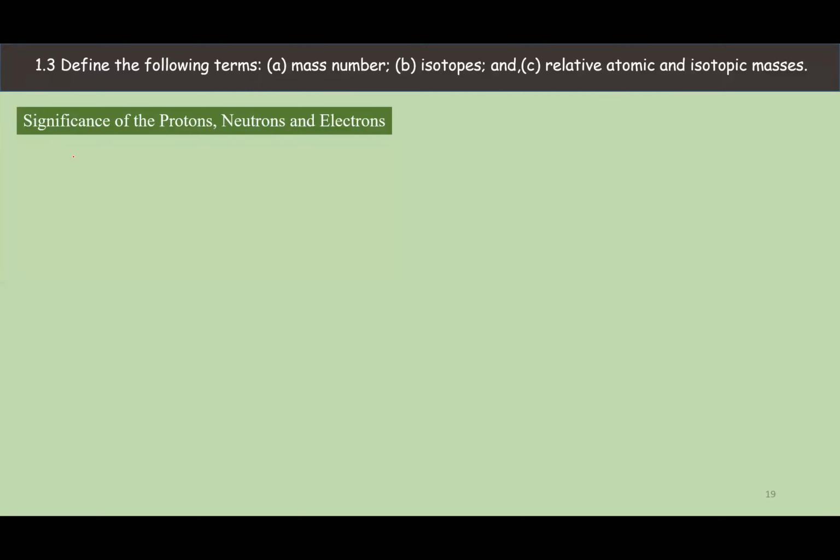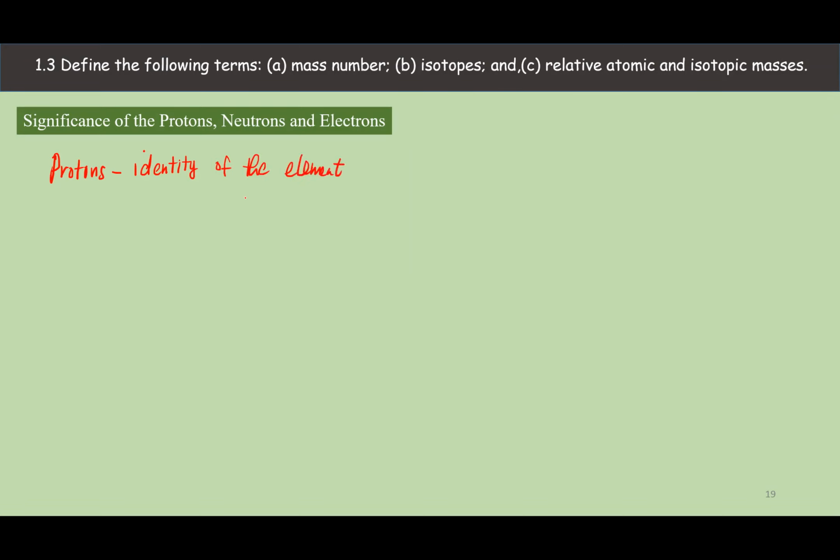But the significance of the protons is that the proton is the identity of the element. And what that means is that it is the proton number, which is also called the atomic number, that really tells us what element it is that we're dealing with.